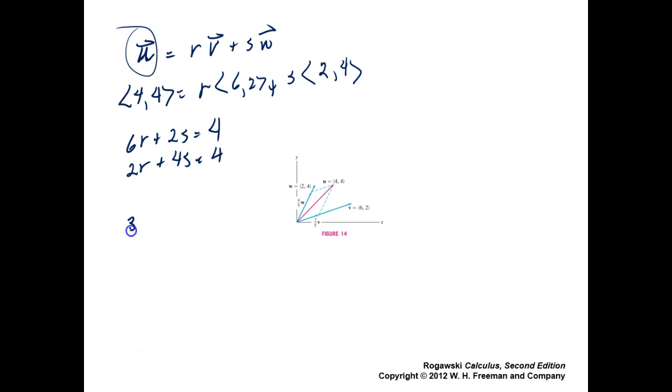The first one becomes 3r plus s is equal to 2, right? Dividing the first equation by 2. Divide the second equation by 2: r plus 2s is equal to 2. All right. Now, without linear algebra, how would you solve that?